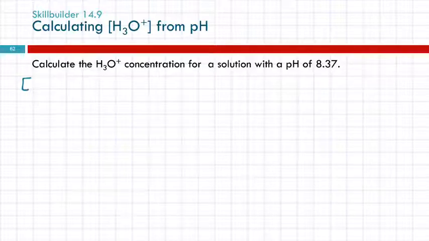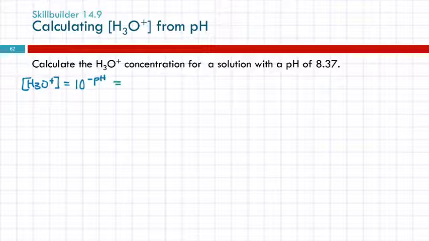So if we want the hydronium ion concentration, again, we're going to use hydronium ion concentration as 10 to the negative pH. So here, this would be 10 to the minus 8.37. Do that on my calculator.